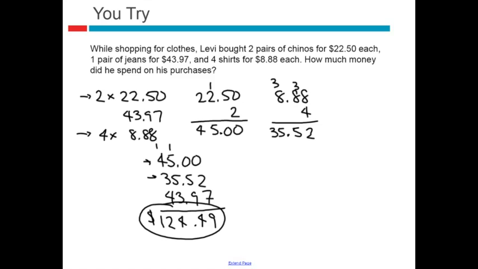The big idea here is we have to multiply first before adding, using the order of operations.